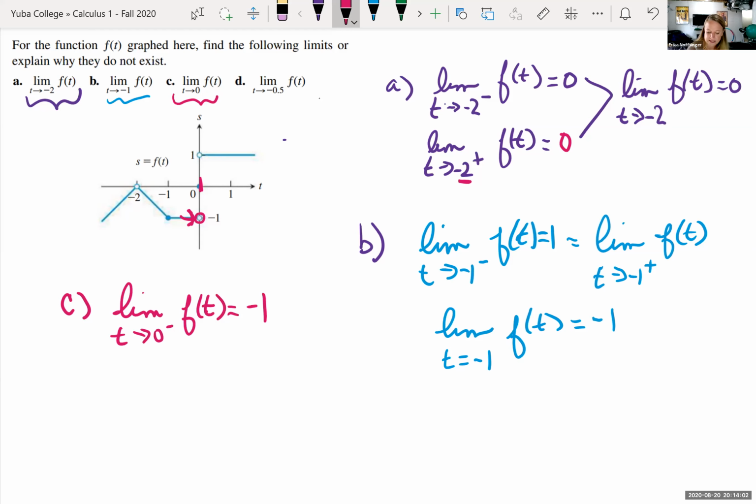And so now we want to see what's happening as we're coming in on the right-hand side of t equals 0.